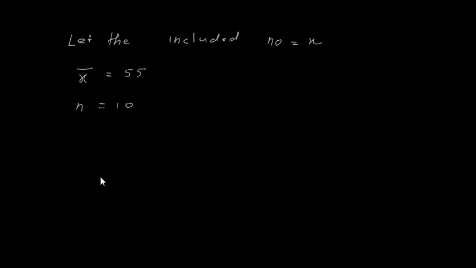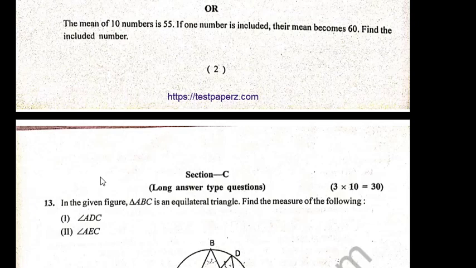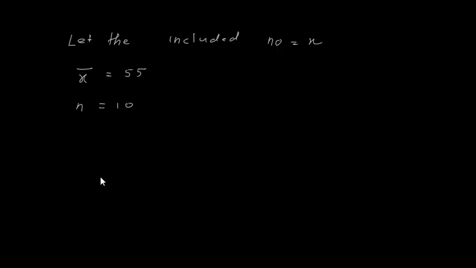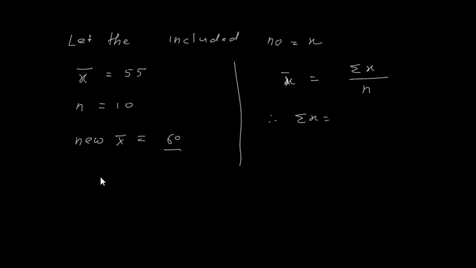When one number is included, the new mean becomes 60. So the new x bar is given as 60. Now I use the formula x bar equals summation of x divided by n. Therefore summation of x will become n into x bar, which is 10 into 55, that is 550.